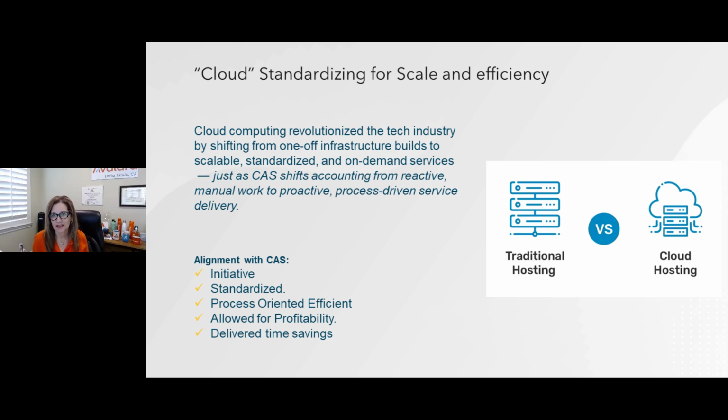But this is a great analogy, and John and I were trying to come up with something. It's really traditional hosting versus cloud hosting. I think a lot of people in the audience have been dealing with this. Cloud computing revolutionized the tech industry, right? Remember, traditional hosting had a big investment, training, and significant cost, and then everyone started adopting cloud hosting. That was scalable, with easier uptime and no maintenance involved. We see the same thing with CAS practices, shifting from a reactive manual environment to a process-driven, automated, innovative environment. Yeah.